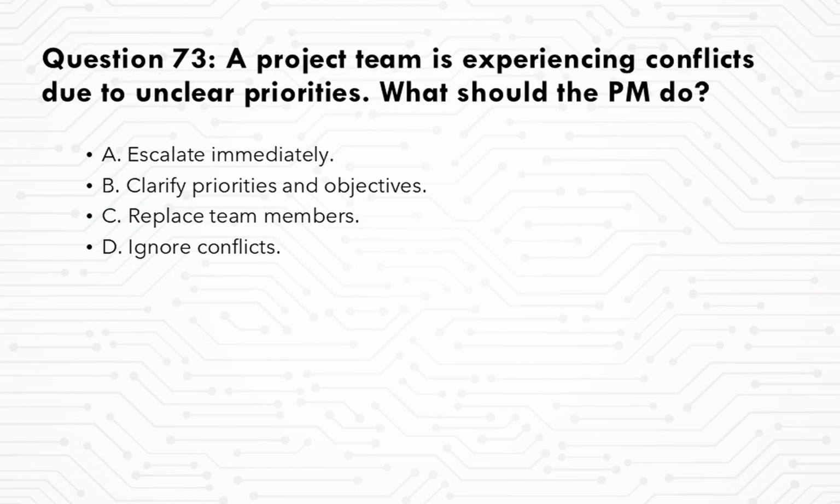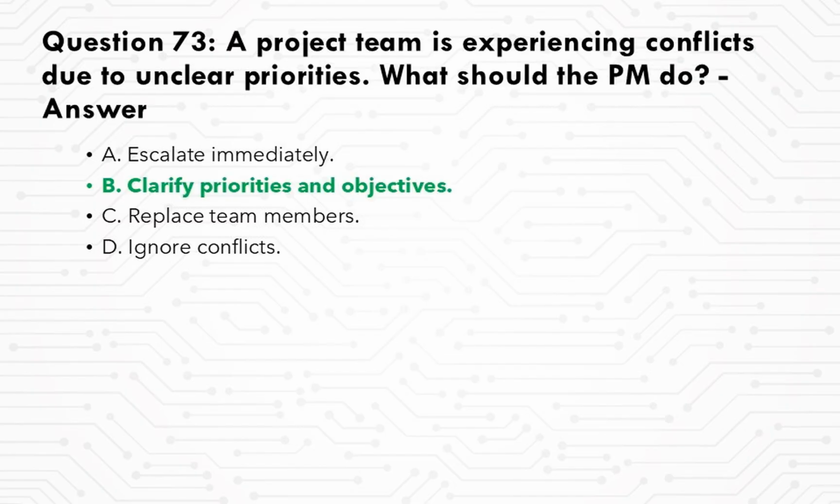Question 73. A project team is experiencing conflicts due to unclear priorities. What should the PM do? A. Escalate immediately. B. Clarify priorities and objectives. C. Replace team members. D. Ignore conflicts. Answer: B. Conflict often comes from unclear direction.